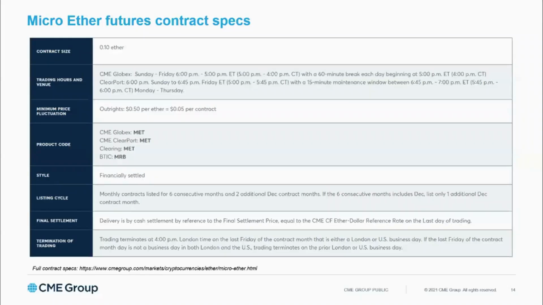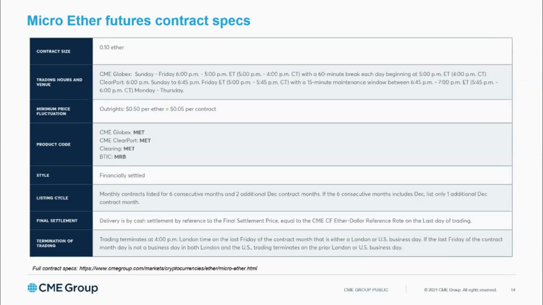Okay, so let's take a look at these micro Ether contracts. Looking at the contract specs here. Like I said earlier, the contract size on these micros is 1/10 of 1 Ether. And they trade like any other futures on our exchange, on our standard operating hours. They open on Sunday at 5 p.m. Central Standard Time, and they close on Friday at 4 p.m. Central Standard Time. There's a 60-minute break each day. That's when we run our batch and we send all the activity over to our FCMs.